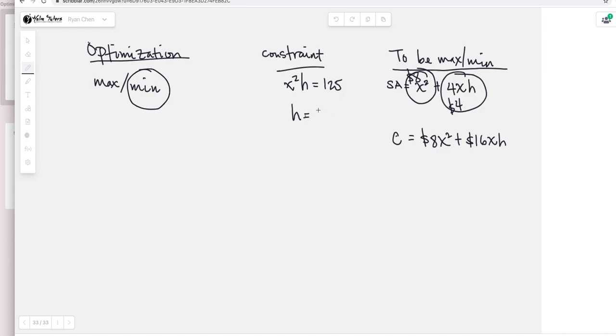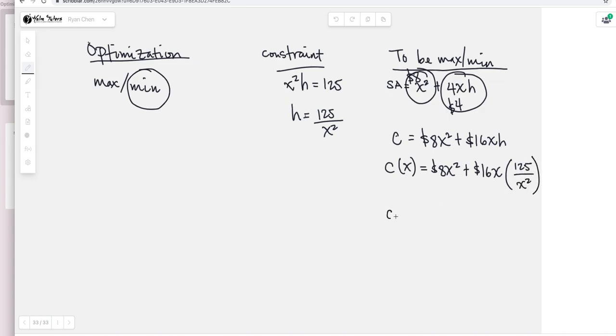That's the path of least resistance, solving for h over x squared, because this is clean. Obviously, if you try to solve for x, you have some square roots involved. So among other things, that's one reason why you don't want to solve for x in the constraint function and substitute in the cost function. So now the cost is strictly a function of x, so we can call it c of x. So it's 8x squared plus 16x, and then h is 125 over x squared. So 125 over x squared.